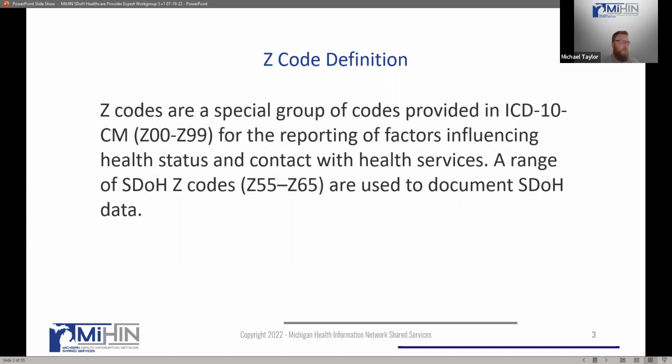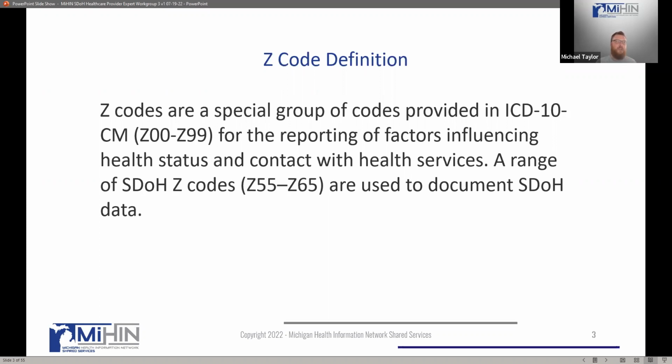And so let's talk about what Z codes are. They are a subset of ICD-10 codes between Z00 and Z99 that are used for reporting of factors influencing health status and contact with health services. And then there's a specific range within the overarching Z codes, Z55 to Z65, that are specifically used to document social determinants of health data.